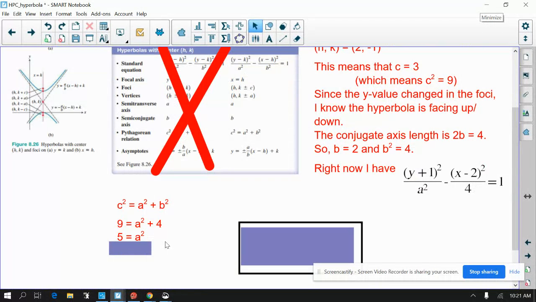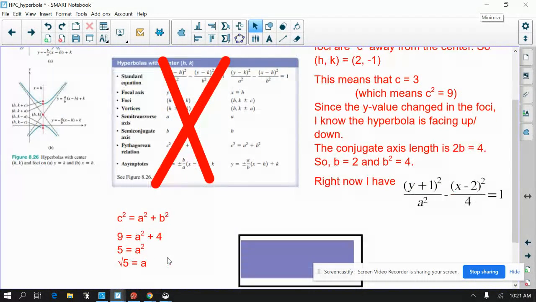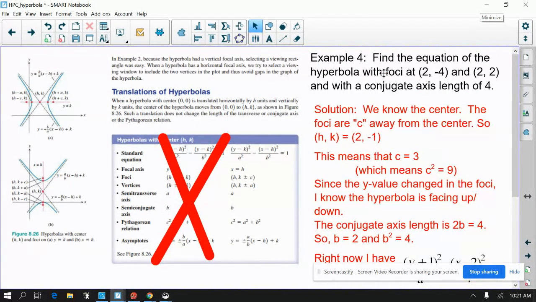And I made a mistake. I went one step further. This is unnecessary. I guess it's just the inertia. a is root 5, but when is the only time I really care to know what a is? If I wanted to find the vertices, which are a away from the center, but that's not what's being asked. I just want to find the equation.